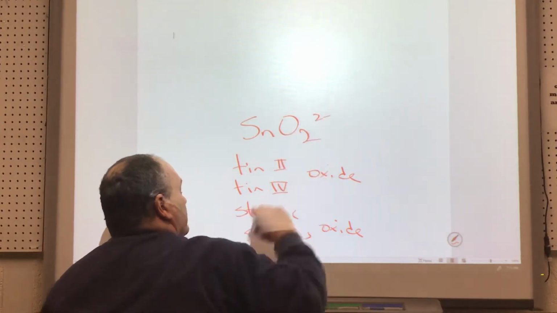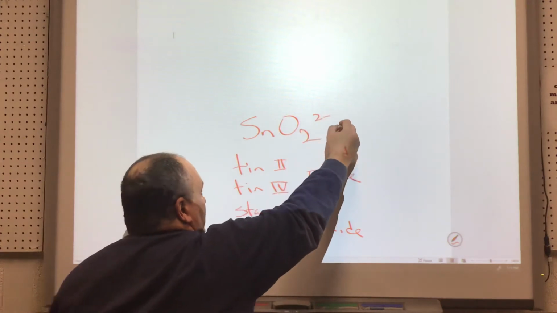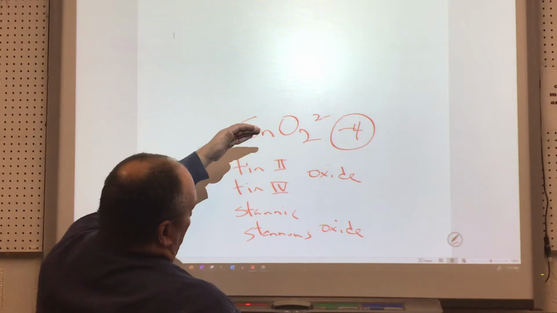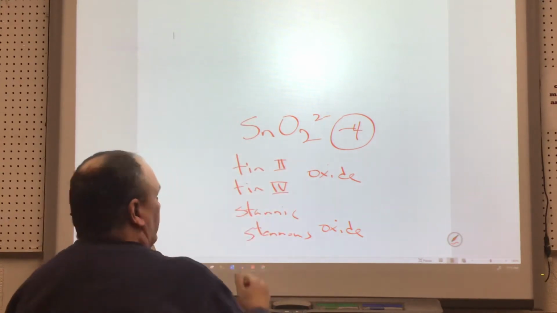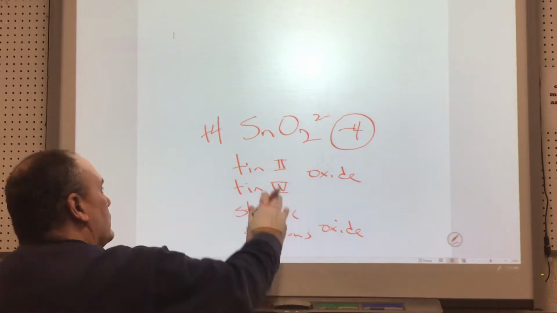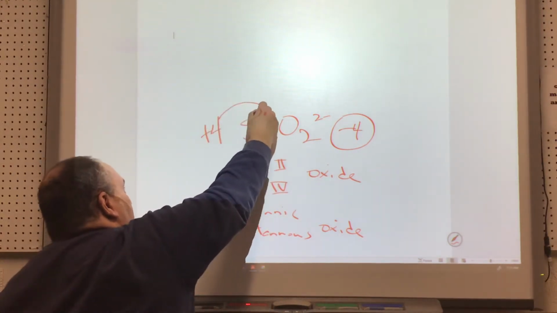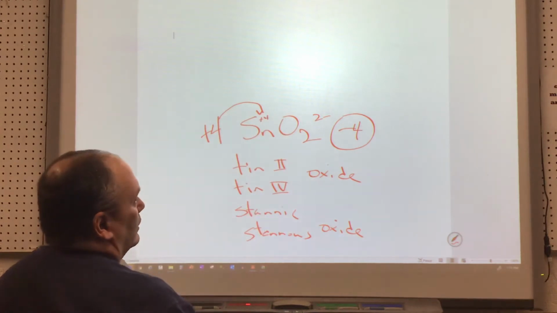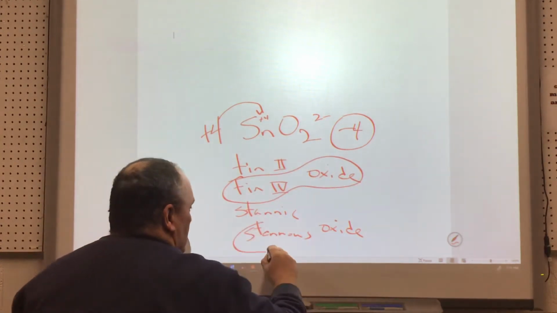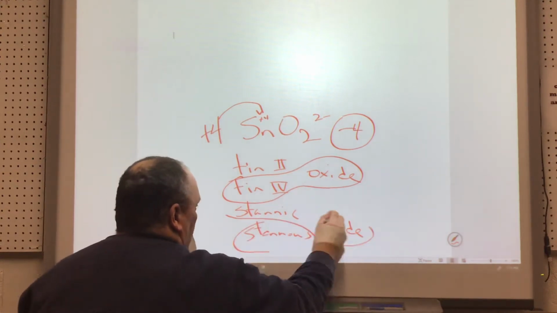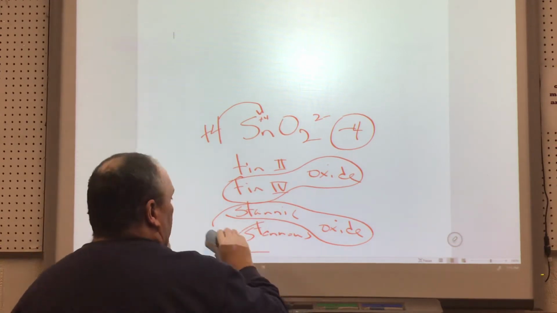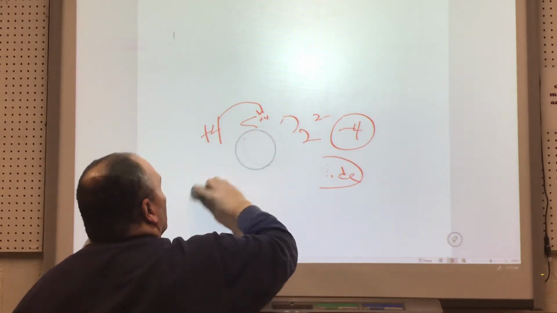Oxygen is 2 negative. I've got 2 of them, so my negative charge in total has to be negative 4. My positives have to balance my negatives. So the positives have to be positive 4. And since I only have 1 tin, he's got to be positive 4, which makes him tin 4 oxide or stannic oxide. Okay? So just be aware of that. That can happen.